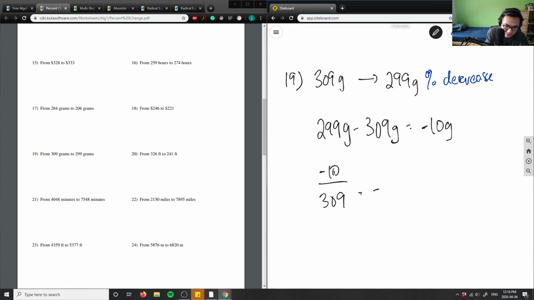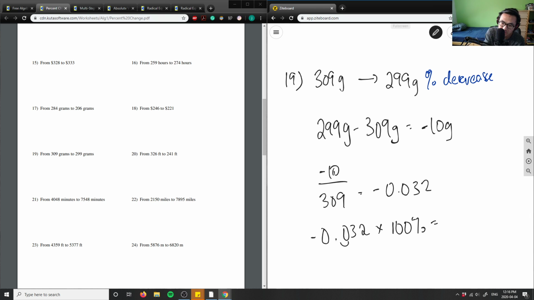So negative 0.032. And then I'm going to convert this decimal into my percentage. So 0.032 times 100% will give me some sort of percent, right?